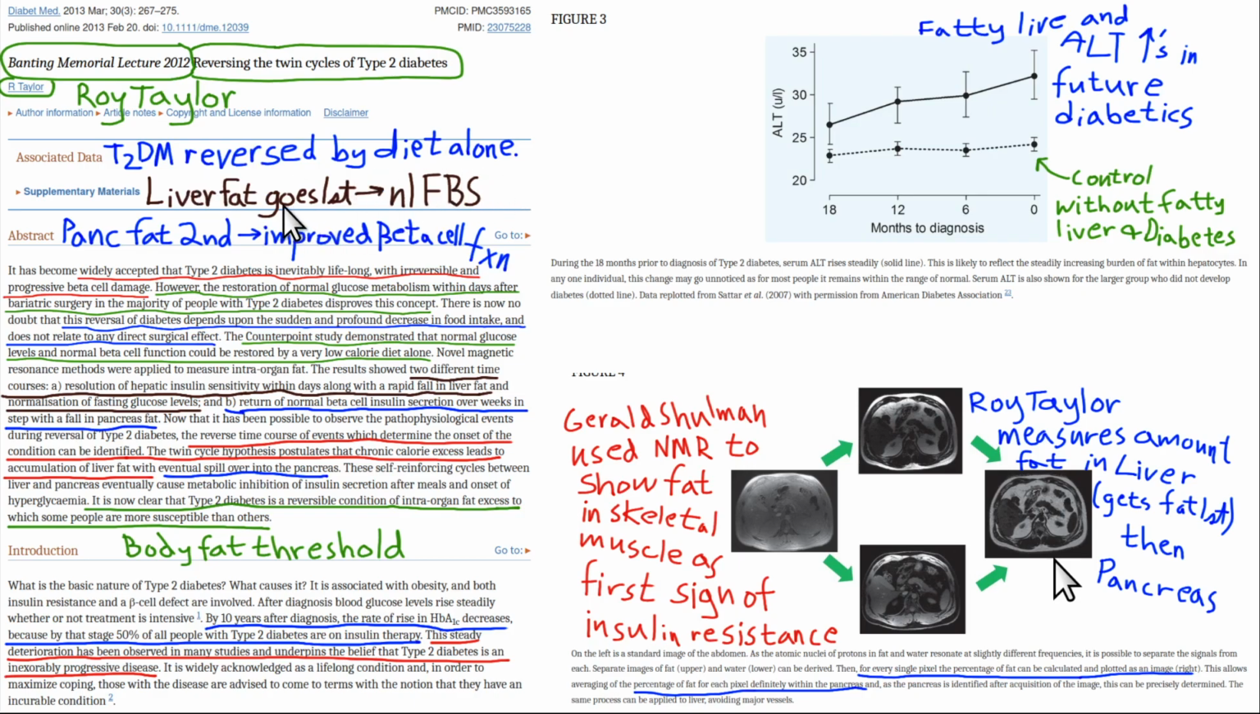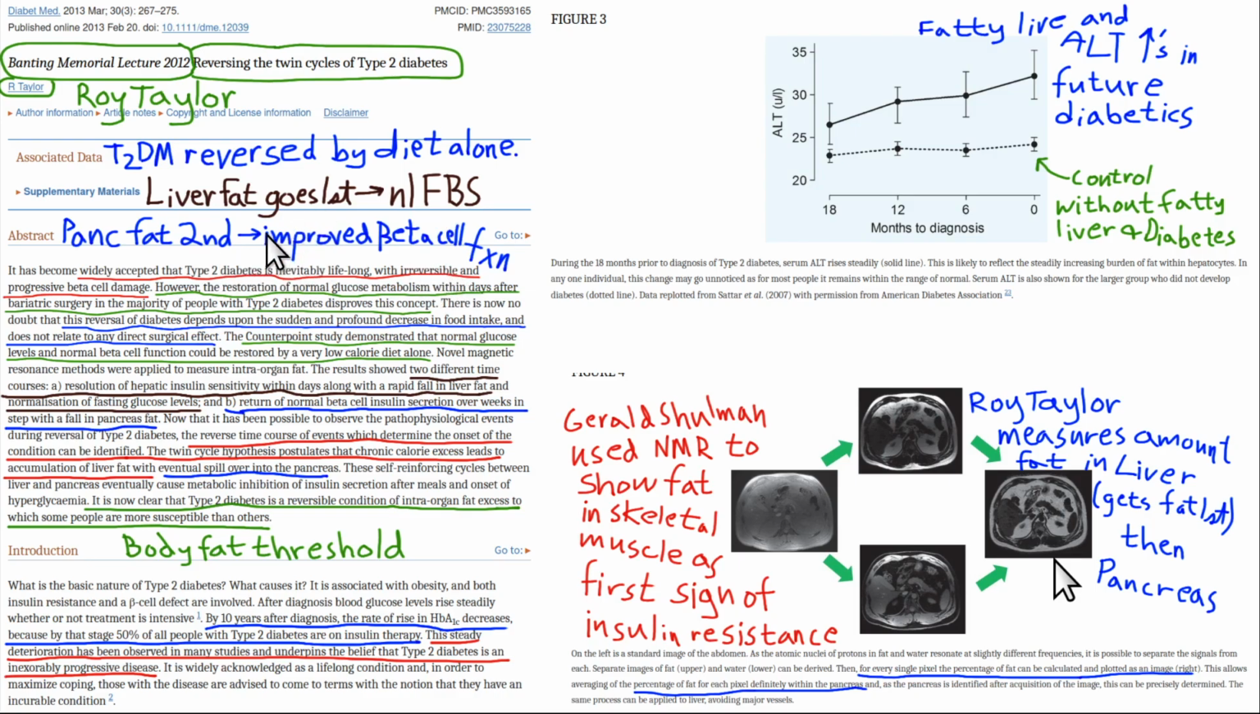He's going to also talk about what he calls a two-cycle theory, twin cycles, two cycles. First of all, he describes his so-called first cycle as accumulation of fat in the liver leading to the liver not being able to control blood glucose, and you'll have increased fasting blood sugar. He then talks about the pancreas accumulating fat and that being a problem.